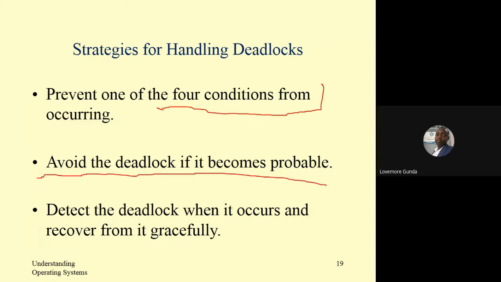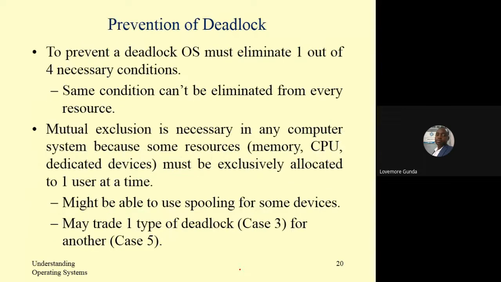And the operating system can also, through its accounting mechanism, check processes and try to avoid a deadlock when it is imminent. Or it should also detect the deadlock when it occurs and recover from it in a proper manner, right? So those are the ways in which a deadlock can be handled.